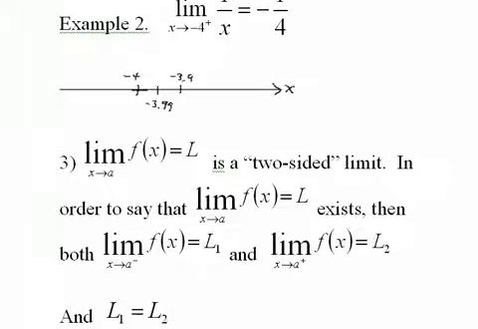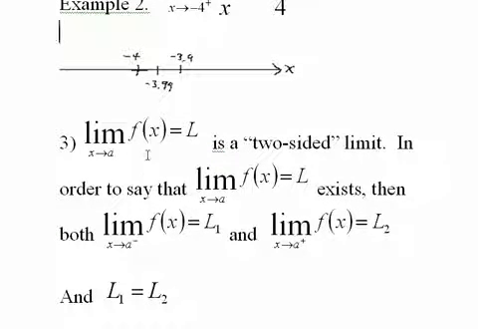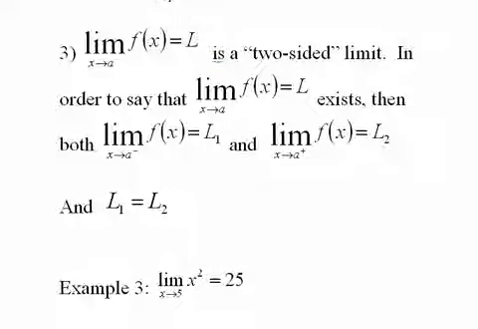Here we talk about the two-sided limit. The limit of f of x as x approaches a equals L means, notice there's no little plus or minus here, that this is a two-sided limit. In order to say that the limit of f of x equals L as x approaches a exists, the limit from the left side of a must exist, and the limit from the right side must exist, and these two limits must be equal. You might stop the movie and read that over again. Let's take a look at an example here.